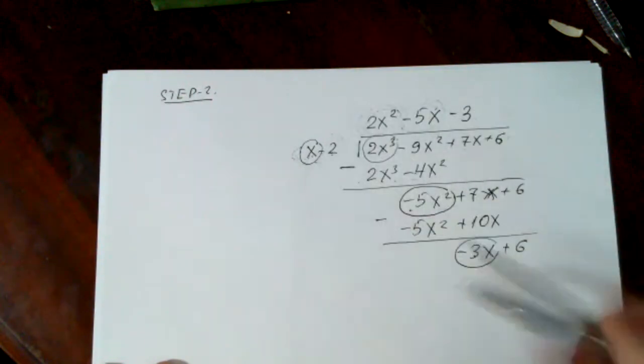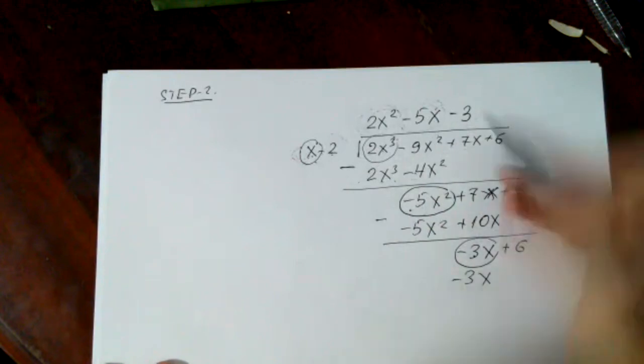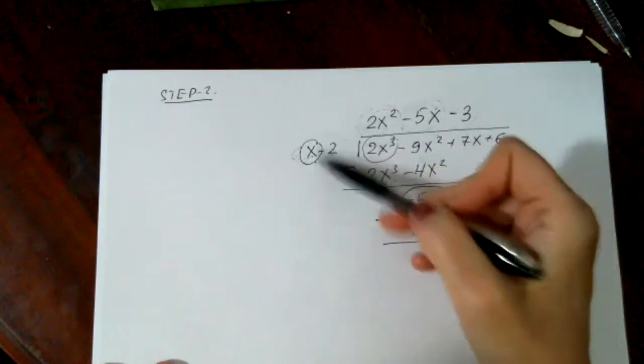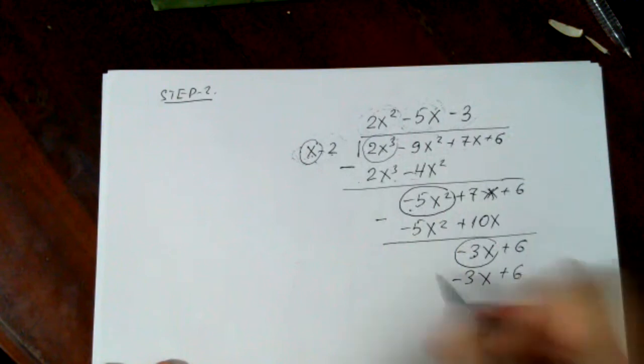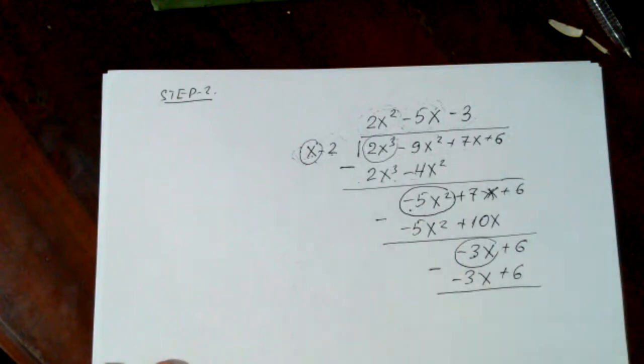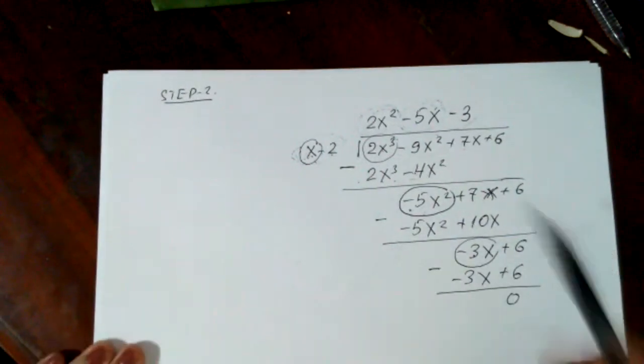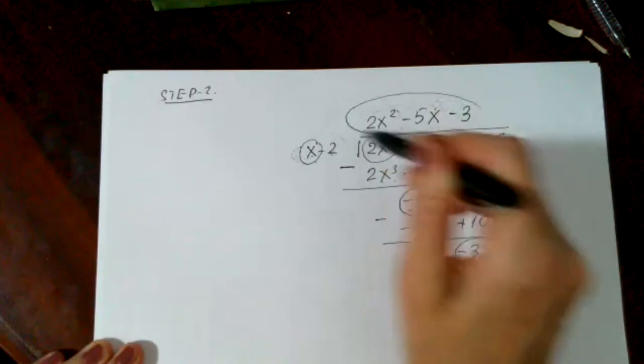So minus 3 times x will be minus 3x. Then minus 3 gets multiplied by minus 2, which will give you plus 6. And if you do this subtraction for the last time, you will see that it all canceled out. It means that the division is complete. And now you're interested in this result.